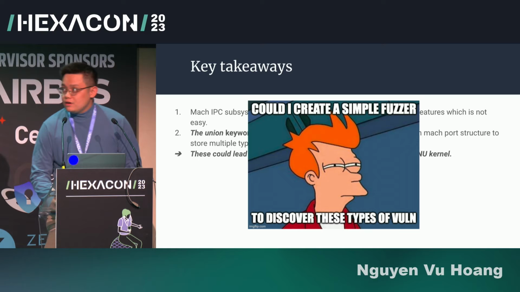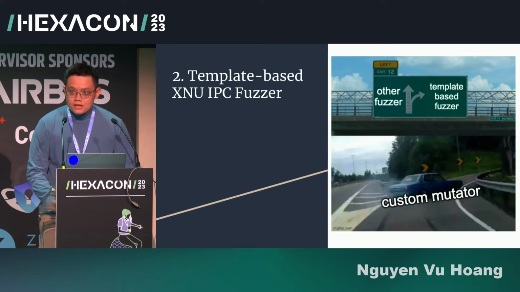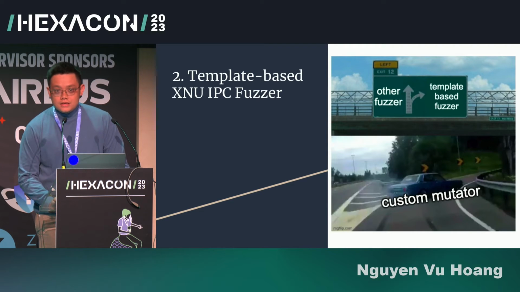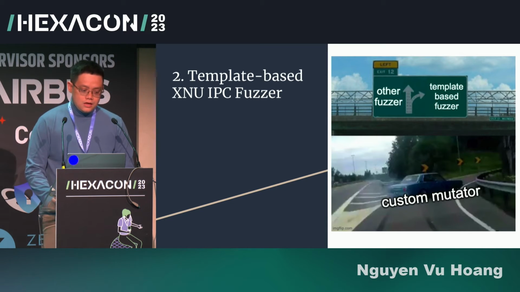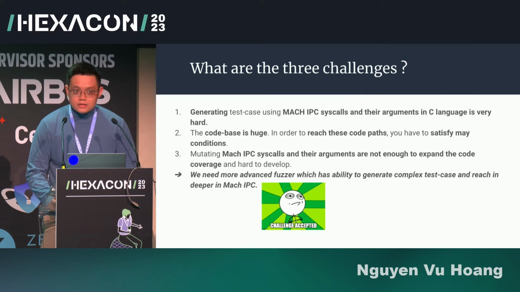And I have a question: how could I create a simple fuzzer to discover new vulnerabilities based on my knowledge about the reversed ones? So I came up with the simple idea of creating templates, and with these templates, I will guide my fuzzer to explore deeper in the XNU kernel to discover more vulnerabilities. Before going into detail, here are three challenges I faced while developing this fuzzer.